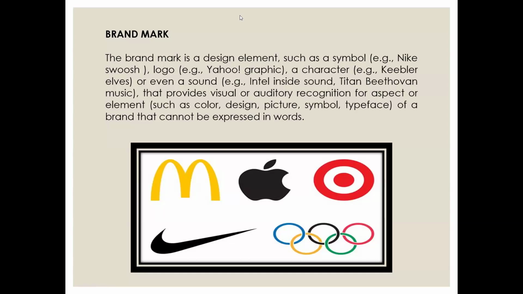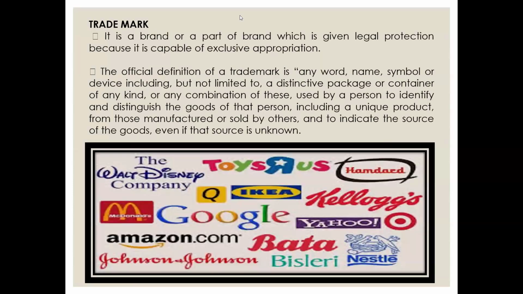So this provides visual or auditory recognition for an aspect or element. It can be the color, the design, the picture or a symbol or a typeface of a brand that cannot be expressed in words. So you don't have to mention the names of the companies, but just by seeing the logo or the mark of the company, you can easily identify it. There is no need to show or type McDonald's under the M, or to mention Apple computers under the Apple. That's no need at all.